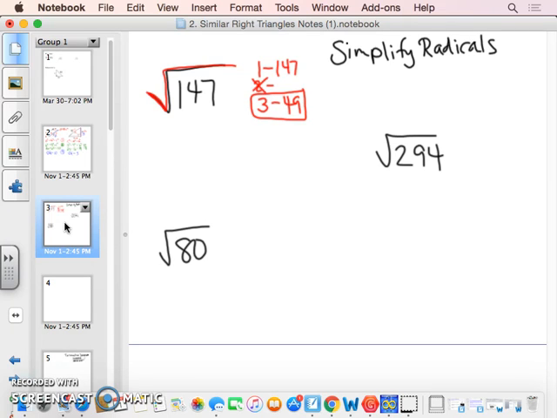So you have to know your perfect squares, okay? And they're listed on the worksheet that you're going to get. All the perfect squares are listed across the top, okay? Not all of them, but the first 20 or 21 of them are. So that's step 1, to find my factor pairs. Step 2 is to circle perfect squares.